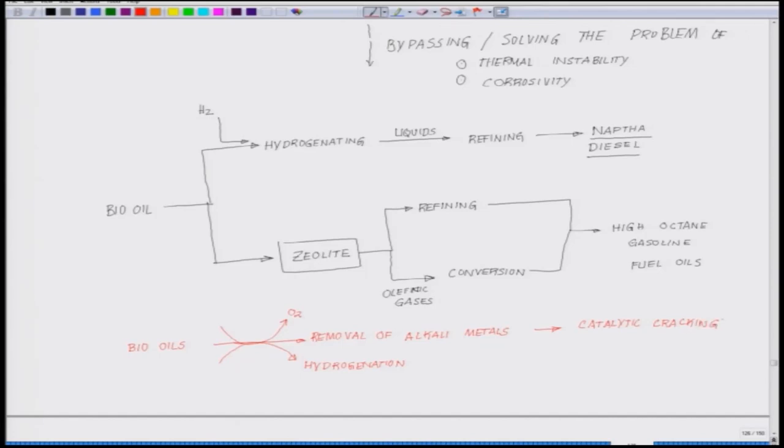There are three new terminologies which I have introduced. I introduced a terminology here, zeolite. I talked already about hydrogenation, hydrogenating. I talked about another term, catalytic cracking, and I talked about removal of alkali metals. Okay.